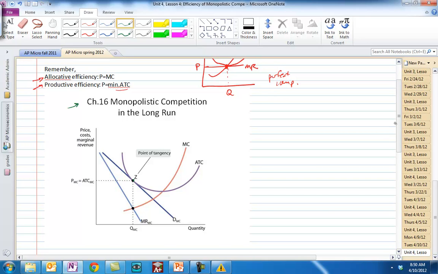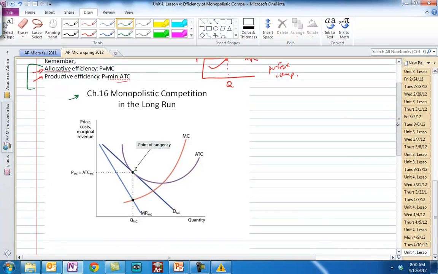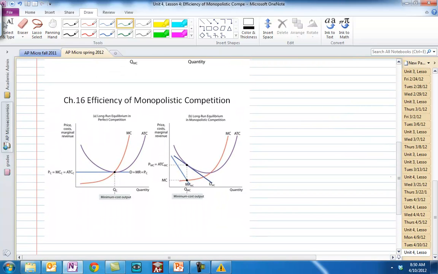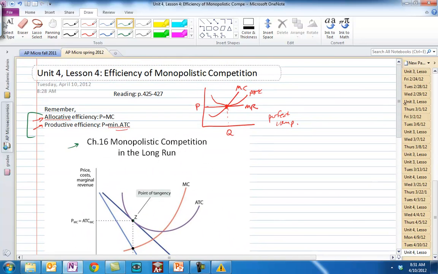So let's look at our couple of ways that we define efficiency: allocative and productive efficiency. And for this, let's move down to now the comparison. The next slide, the last one here for this unit, puts next to each other perfect competition on the left and monopolistic competition on the right, both in long-run equilibrium. And this perfect competition graph on the left basically replicates what I sketched up here.